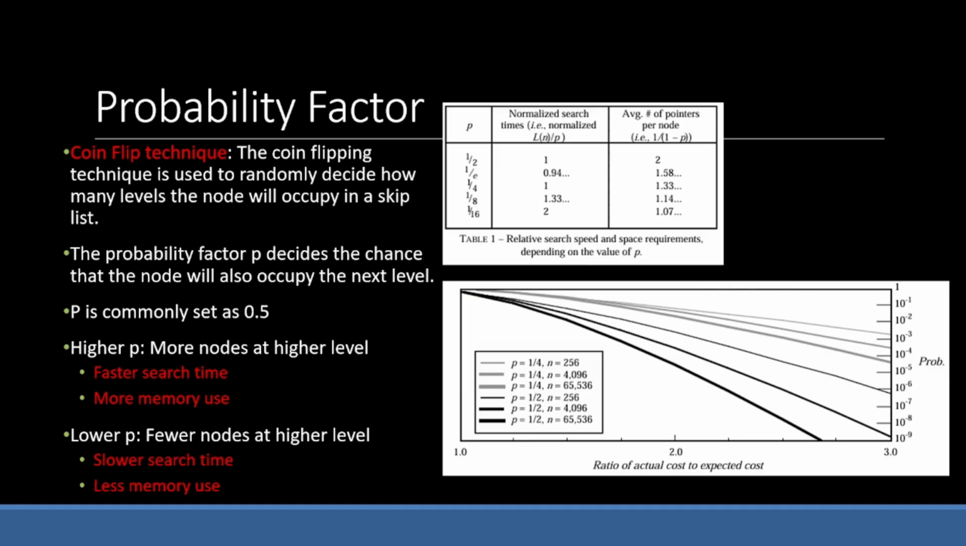If there's a higher P, it means we will have a faster search time, but because we have more nodes in the higher levels, we use more memory. When we have a lower P, we have the opposite: a slower search time, but less memory use. The graph on the right side shows how the probability factor P and the number of nodes influence the operations and the time they take.